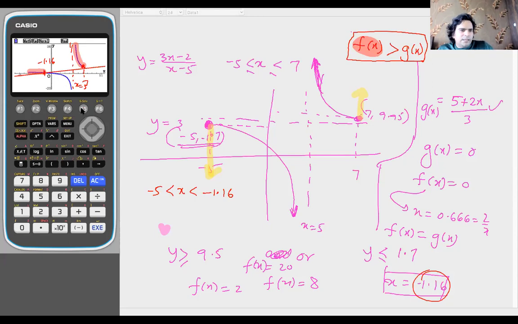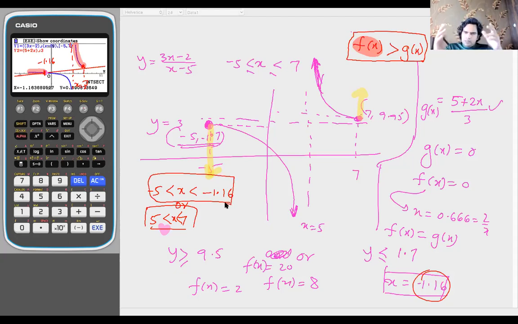Let me just check once again. If I find G-Solve intersect, that comes to yes, negative 1.16. So from here to this intersection, it was above. And also from 5 until 7. So this inequality holds true between these two x value sets. So what happened is that in this first set or the second set, the f of x is higher than g of x.